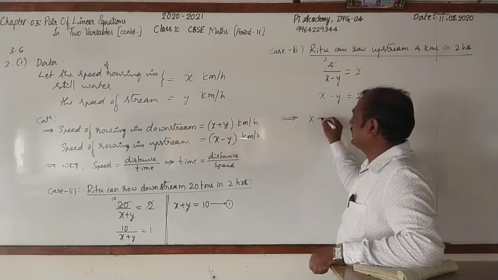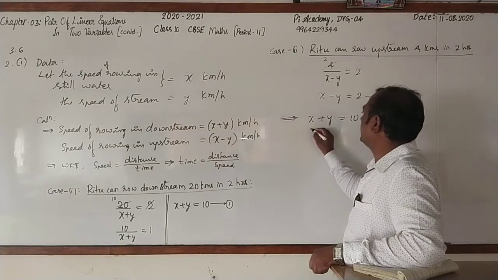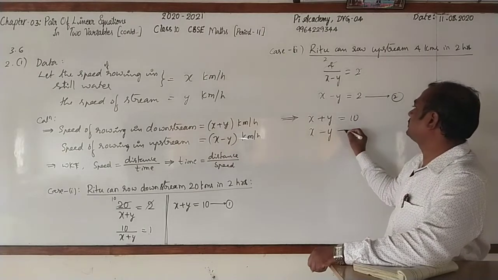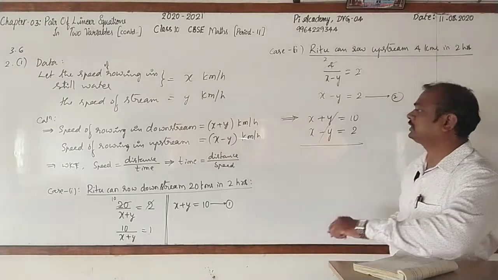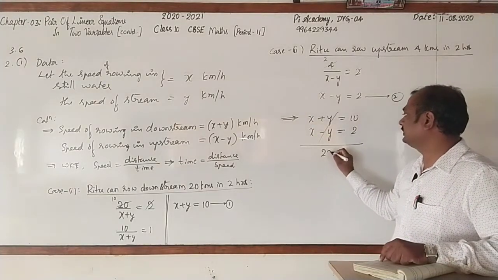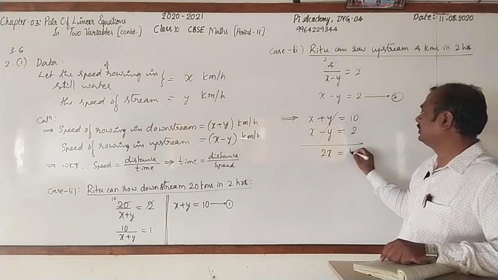Equation 1 is x plus y is equal to 10, and equation 2 is x minus y is equal to 2. Adding them, y gets cancelled. We get 2x, and 10 plus 2 is 12.